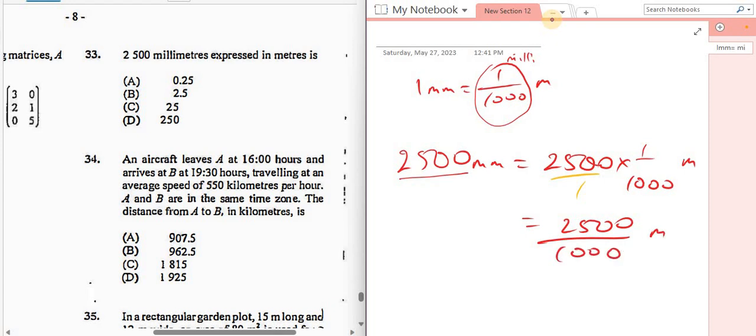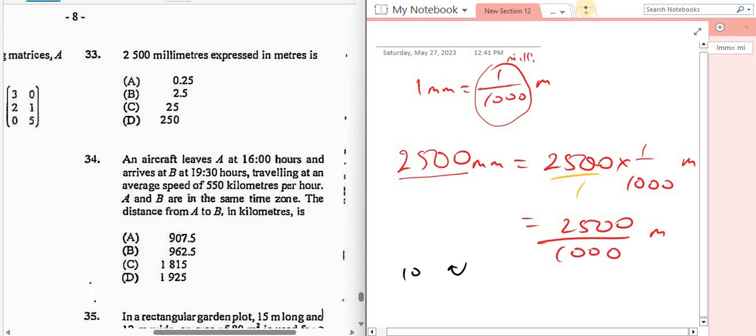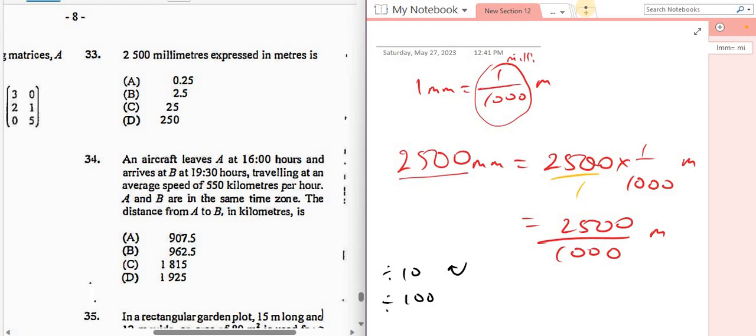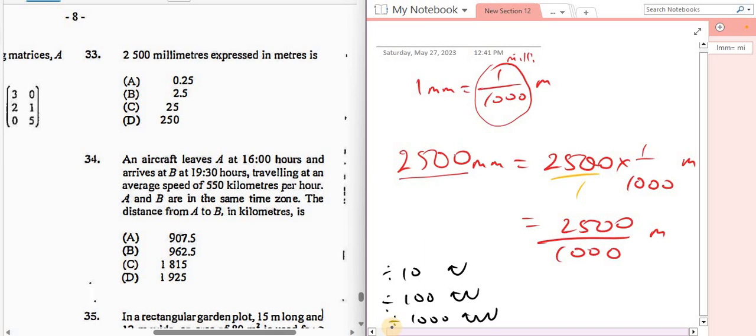So if you divide by 1,000, how many places do you move the decimal point? How many zeros do you have? 3. When divided by 10, we move how many places backward? Once. Divided by 100, twice. When divided by 1,000, 1, 2, 3. Okay? So we're gonna move it 1, 2, 3. Yeah, 2.5 meters.